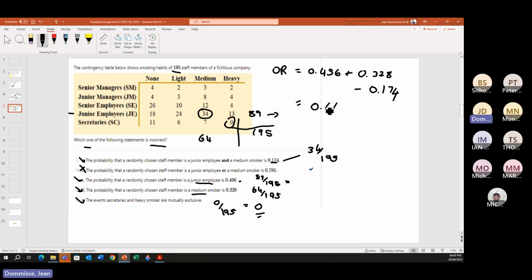It should be 0.61. So what I did is I first looked for the easier ones to calculate. And as you can see, we actually only worked with junior and medium, so I didn't need to add all of the others and waste time. I just needed to work with what was given to us. Okay. Questions on this?